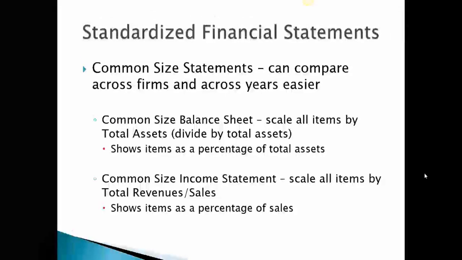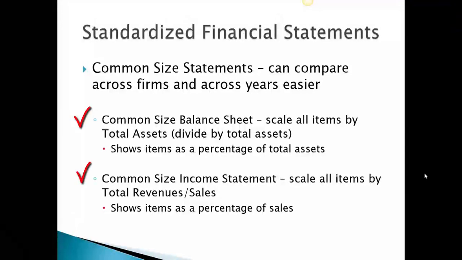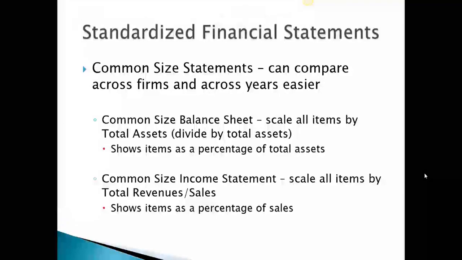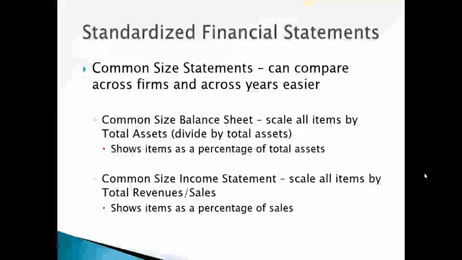But first, let's talk about the two different pieces, the common size balance sheet and the common size income statement. In the common size balance sheet, what we're going to do is scale every line item by the total assets. So for each year, we'll take the line items in that particular year divided by the total assets in that year, and we end up with all of the items described as a percentage of total assets. Common size income statement, now we're going to scale everything by total revenues or sales, and it's going to show all of our line items as a percentage of sales.